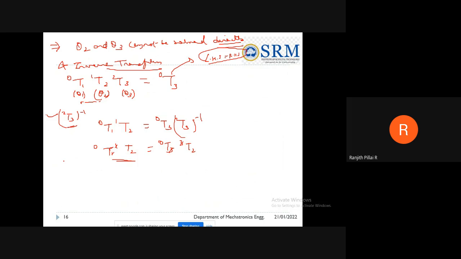So what I should do? I should take the inverse of T2 with respect to 1, right? Yes, sir. So what I'll do is take the inverse. So this gets cancelled, and I'll end up with T1 with respect to 0, and T2 with respect to 3. So when I do that, I'll have here T3 with respect to 0. If I take the inverse, this 2 goes up and this comes here.